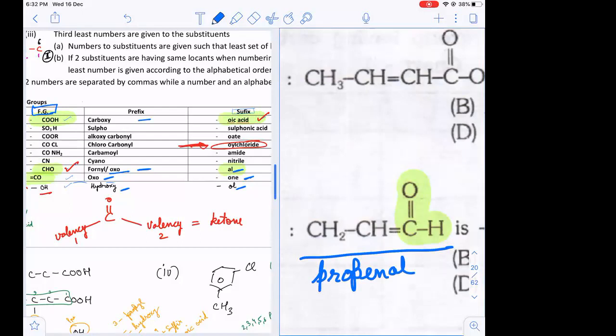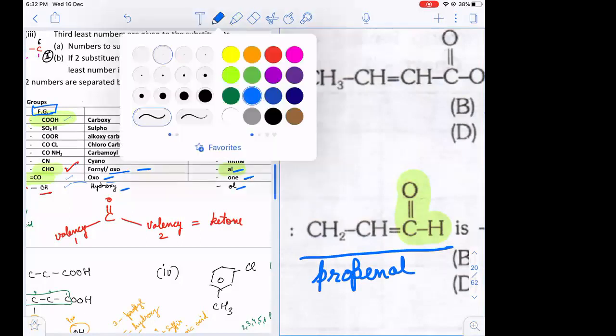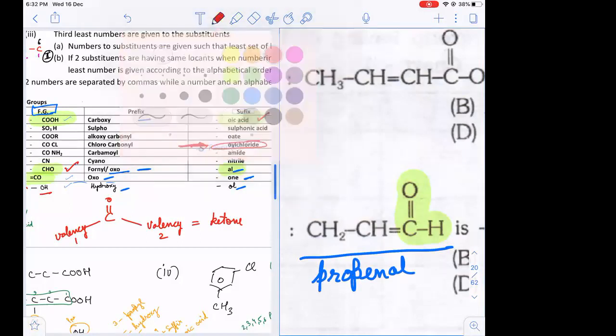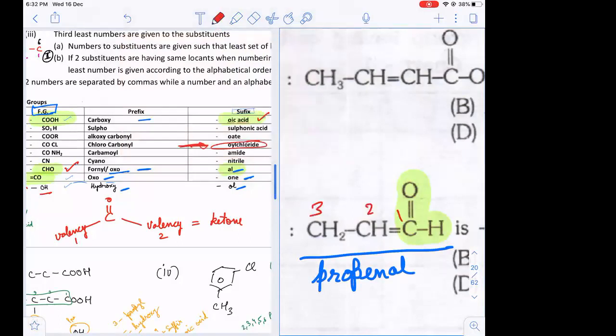So let's number it and see what the numbering is in this. 1, 2, 3. Both the functional group and the saturation are present on the first carbon, and hence the name is propanal. Okay, that is the correct one. Moving forward.